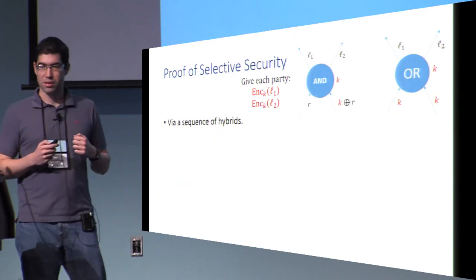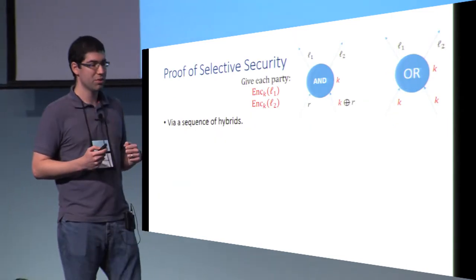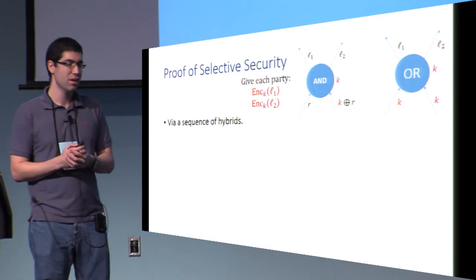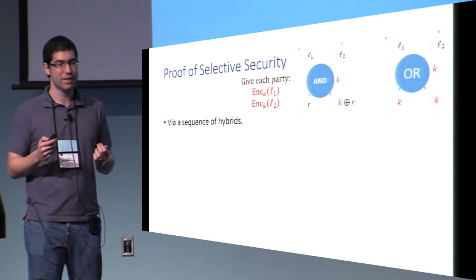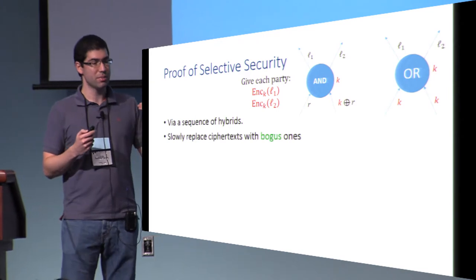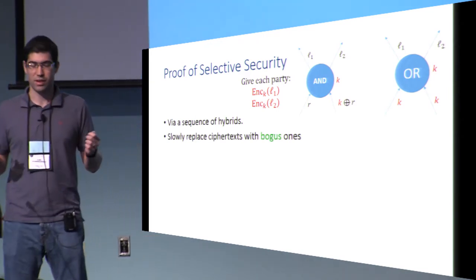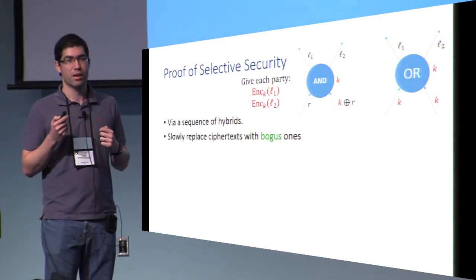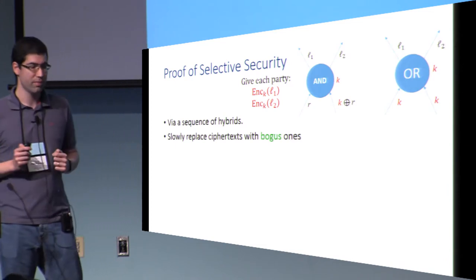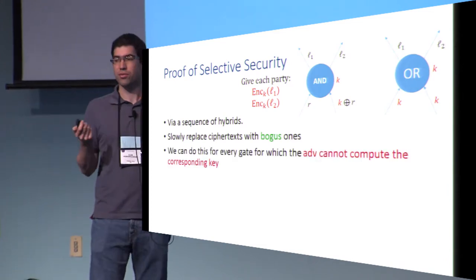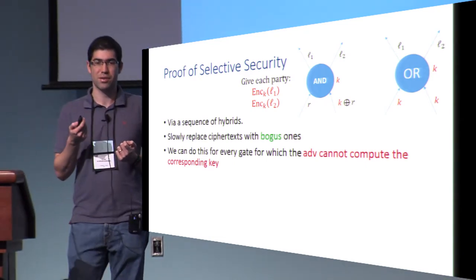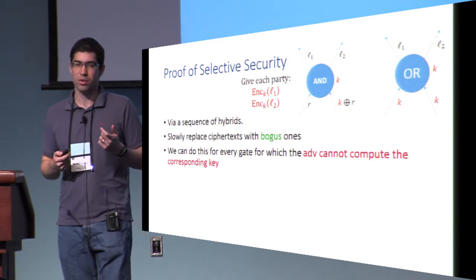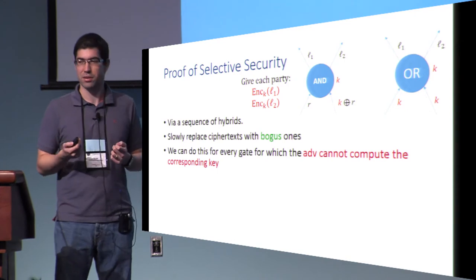And let me talk about security. In the security proof of this scheme, the selective proof of security, which is the classical proof of security, we do a sequence of hybrids. What is this sequence of hybrids? What we're doing is we're replacing the encryptions that everybody sees, the ciphertexts, with bogus ones. So instead of encrypting real labels, we are encrypting random stuff or junk. We can't do it for every gate, right? Because for some gates, the adversary can know the encryption key and can open the encryption. So we do it only for the gates for which the adversary doesn't have the encryption key.